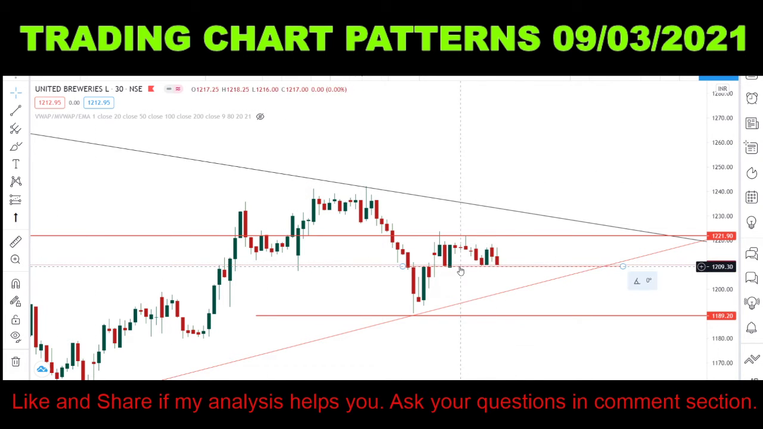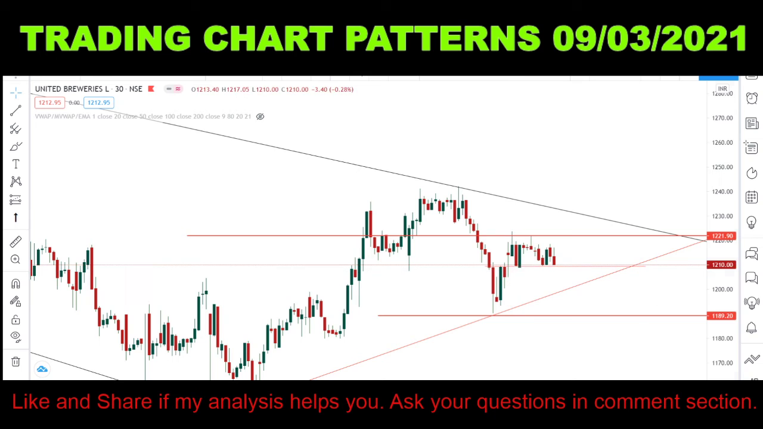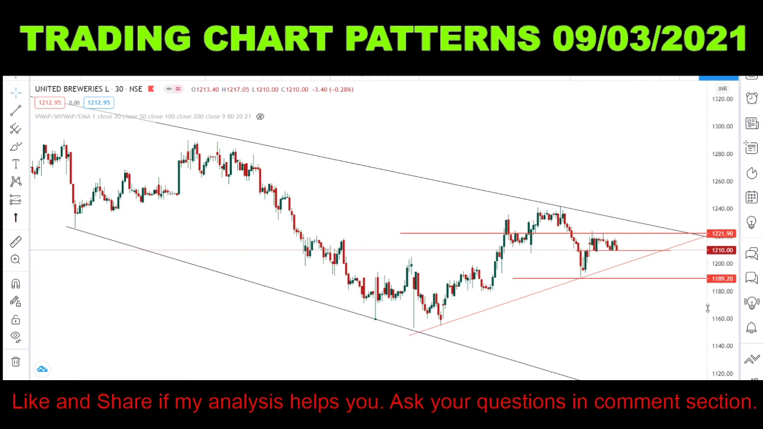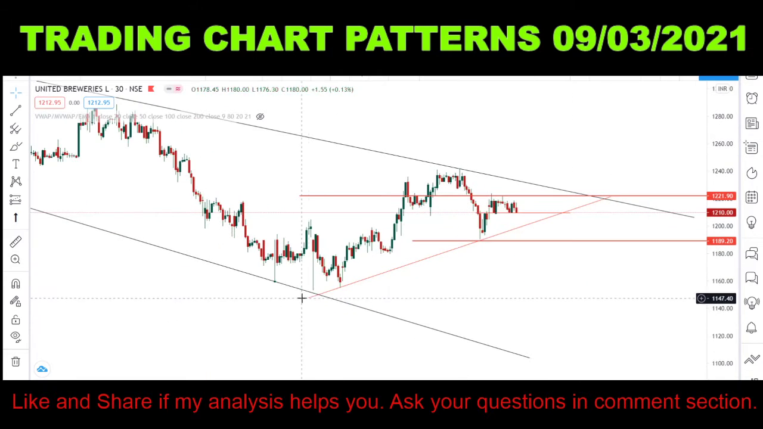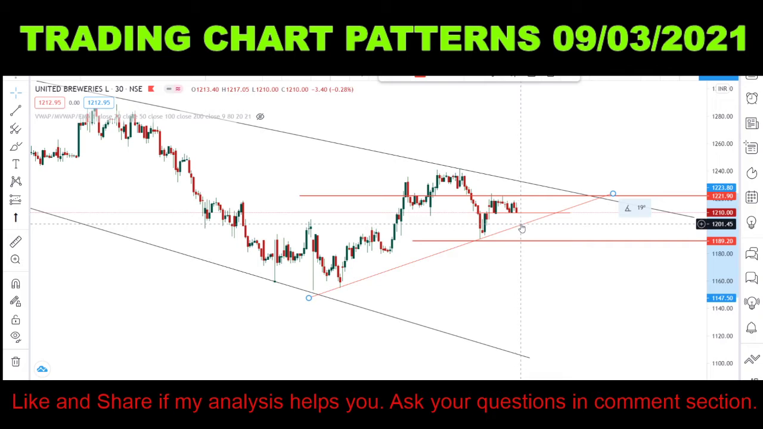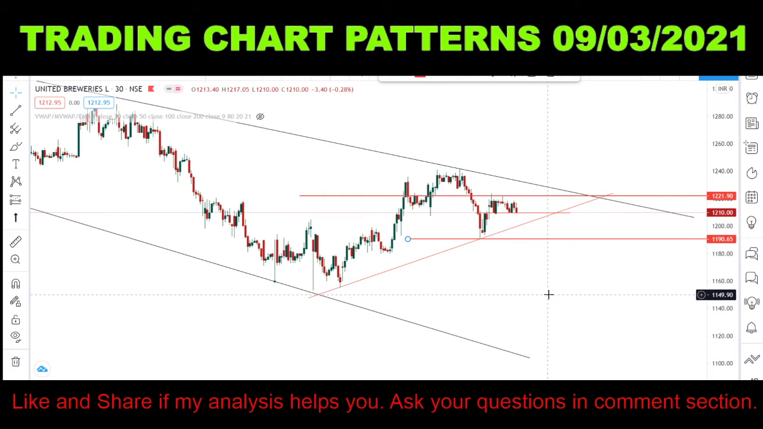Let us suppose if UBL share gives a breakdown below 1207, 1208, then only we will go for a short sell. And if you are going for a short sell in UBL share, then you should actually consider this line too. If the stock comes towards this trend line, this level will be 1209, and if the stock gives a breakdown below 1209, then surely you will see a 1189, 1188 rupees target, or you can say 1190 rupees target.